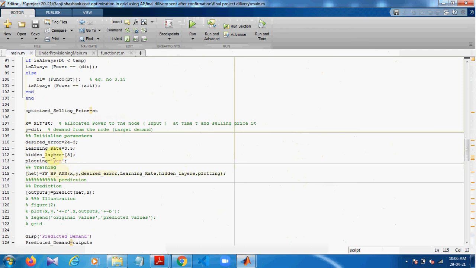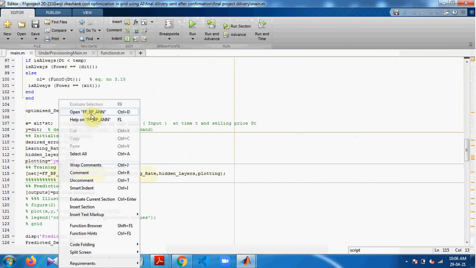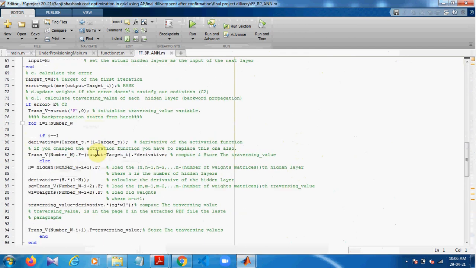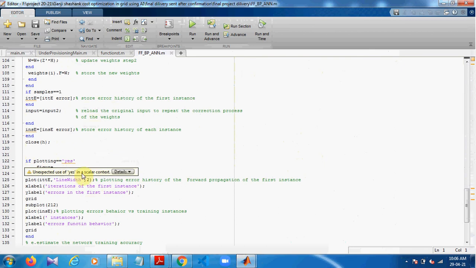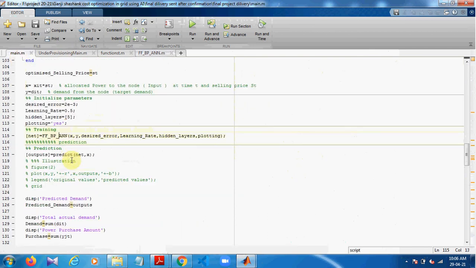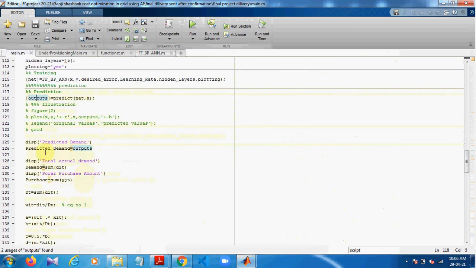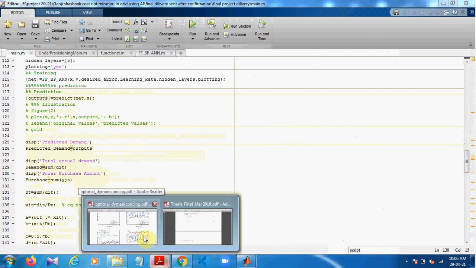This is our neural network code. In that, we are passing various things, that is learning rate, desired error, and number of hidden layers. We have taken 5 as the hidden layer, and all these things are given to this neural network. We used a feed forward backpropagation artificial neural network for this. This is the code for the feed forward artificial neural network, which executes the function, and based on that it finds the predicted demand. We are finding the prediction, so this will predict the demand, and this demand is printed as the predicted demand. Based on that, we are finding various cost values as per the paper, like total actual demand and total purchase power. We'll see the result scenario one by one.